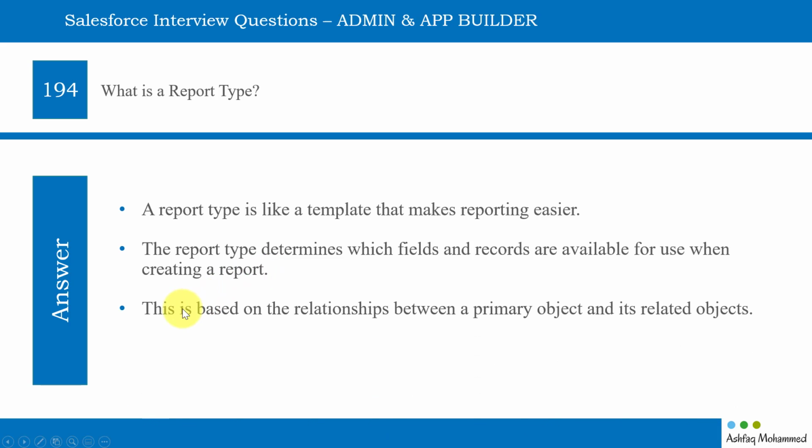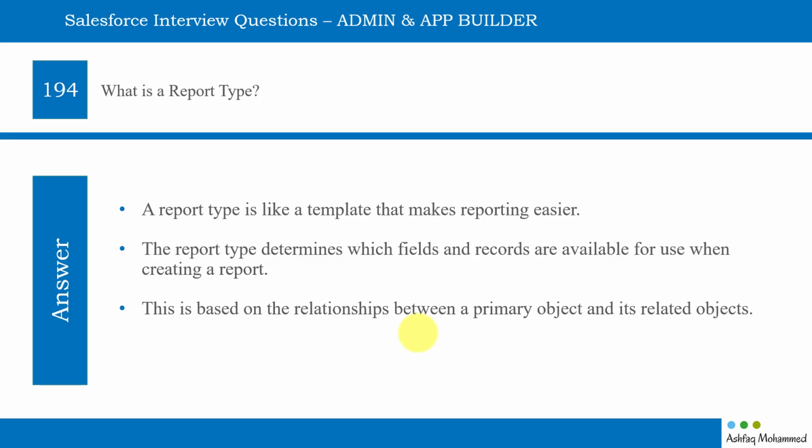Okay. This is based on a relationship between a primary object and its related object. So a report type can be created for a single object, or it can be created for the combination of multiple different objects. Okay. It can be a parent-child relationship of multiple relationships. And then we can create the report type, and that report type can be used to create a report, right?